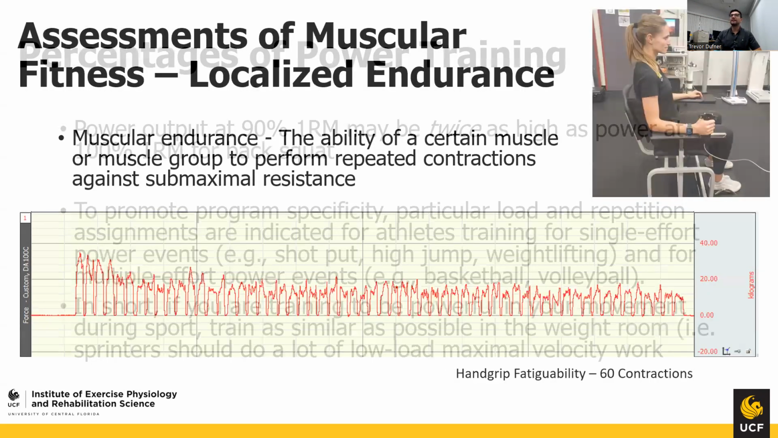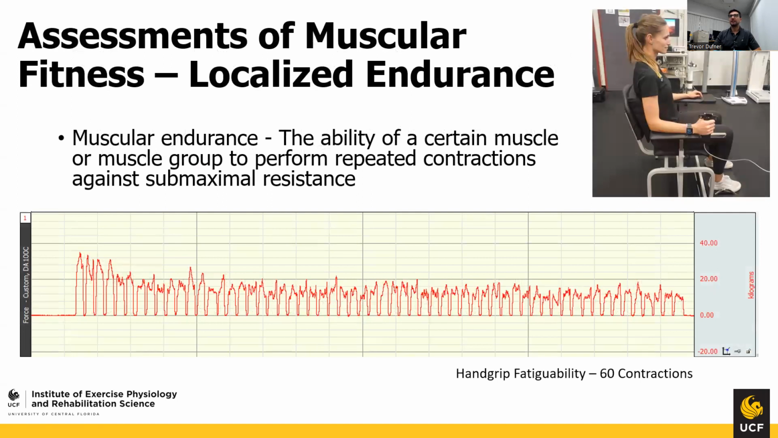Then finally, we can look at fitness of muscular endurance. So essentially what you see here is a hand grip test. This is a little bit different though, because you are doing repetitive contractions. So we see here, this is a 60 contraction protocol where they're producing force 60 times over a 3-minute period, I think. This was done within our lab here at UCF.